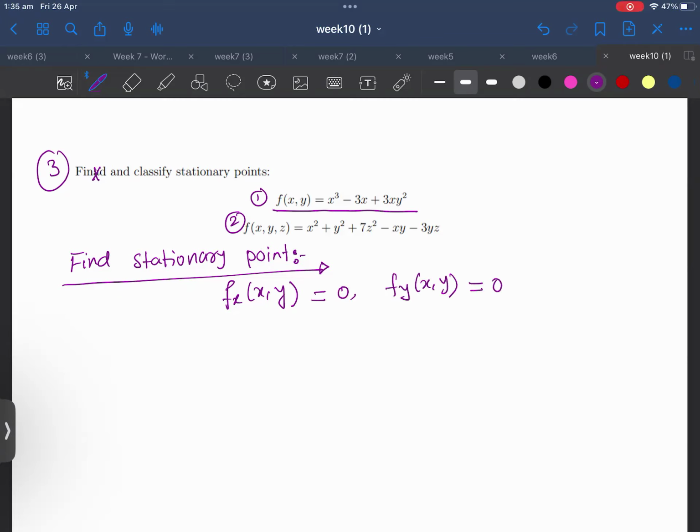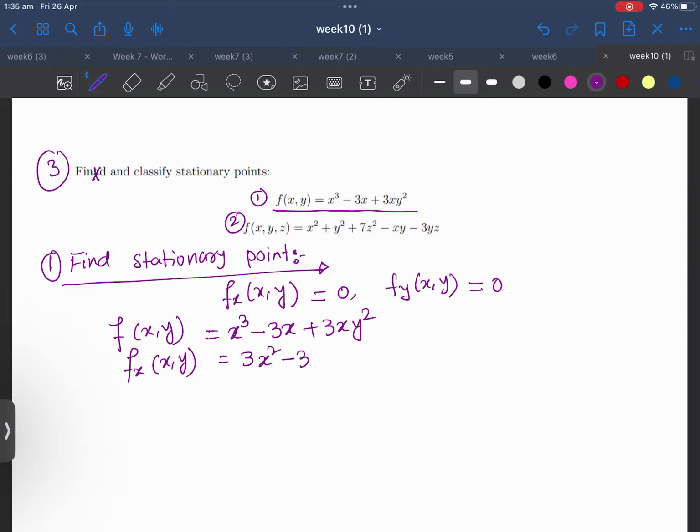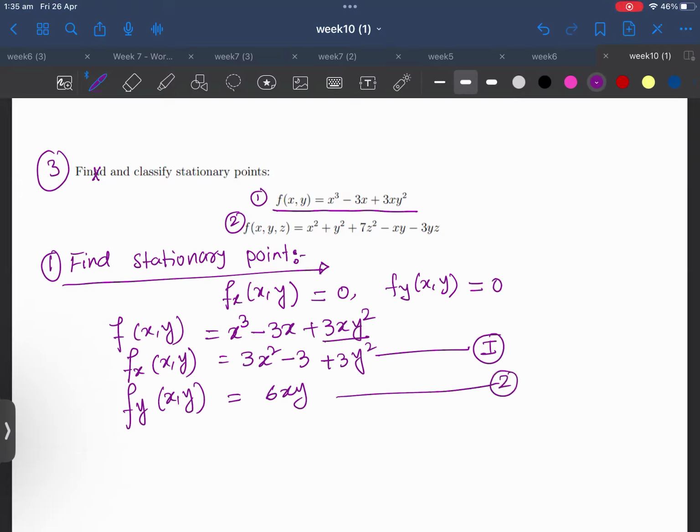Okay. So our function is f(x, y), this is number 1, x to the power 3 minus 3x plus 3x y to the power 2. So if you differentiate with respect to x, you will get 3x squared minus 3 plus 3y squared. So this is your equation number 1. And if you differentiate this function with respect to y, you will get 6xy. This is your equation number 2.